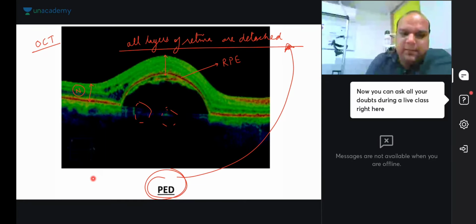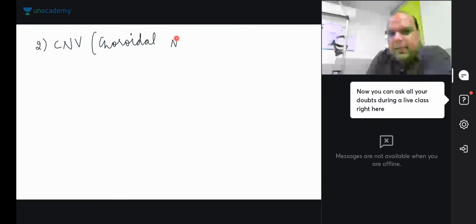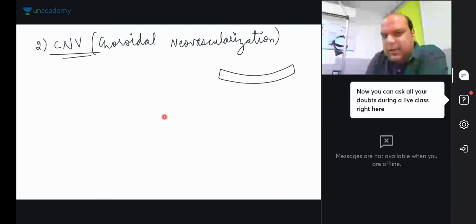Okay, everybody, done. So that's your first sign, and that is PED. Now, what is the next sign? The important sign, everybody. The next sign is CNV. The full form of CNV is choroidal neovascularization. Choroidal neovascularization, CNV. To explain you this, I have again the simple diagram that I've been drawing. This is your neurosensory retina. This is your retinal pigment epithelium.